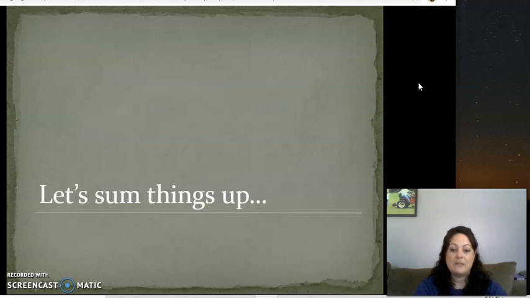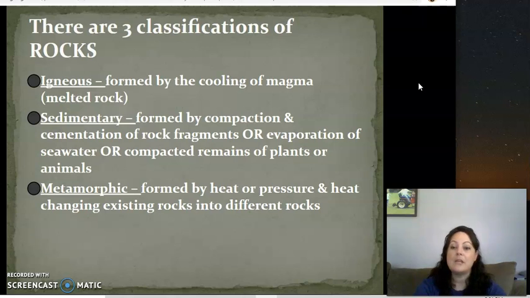So let's sum things up. There are three classifications of rocks. There's igneous, there's sedimentary, and there's metamorphic. Those igneous rocks are formed by the cooling of magma, which is melted rock. Sedimentary is formed by compaction and cementation of rock fragments or evaporated seawater or compacted remains of plants or animals, fossils. And then finally there's metamorphic type rocks, which is formed by heat and pressure or just heat. And it can change existing rocks into different rocks. But remember, if it melts, it's no longer metamorphic, it becomes igneous again.